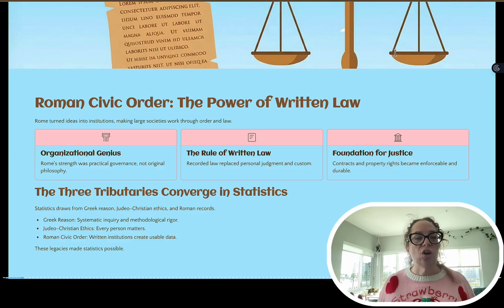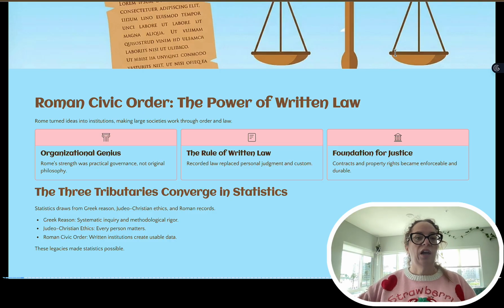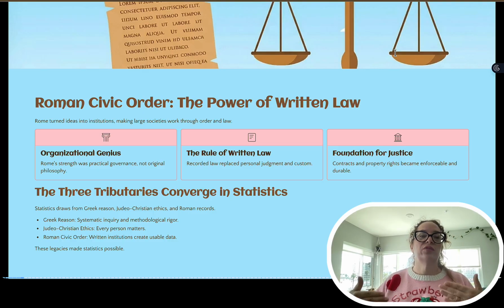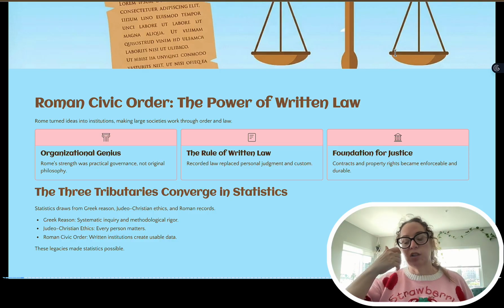Now, here's the crucial thing that links all three of these rivers together and explains why they matter for a statistics lecture. So Greek reason says truth can be found through systematic inquiry. And the method matters. Not the authority, not the power, not violence. The method of thinking about things matters. Judeo-Christian ethics says every person's experience matters, and justice demands that we pay attention to the powerless as well as the powerful. And Roman civic order says the way you build a society where reason can function and justice can operate is through written institutions, written law, written records, written contracts, that applies consistently and outlasts any individual. It's eternal, okay? Unlike an individual person.